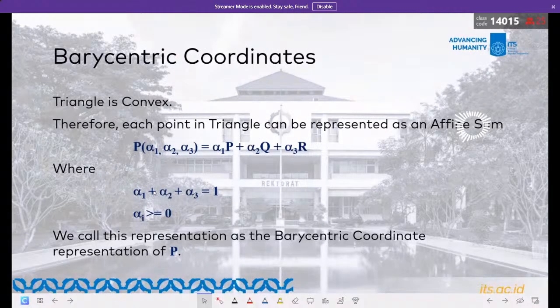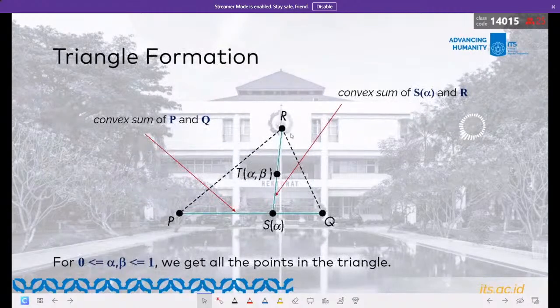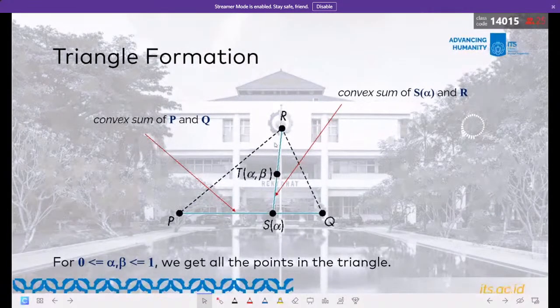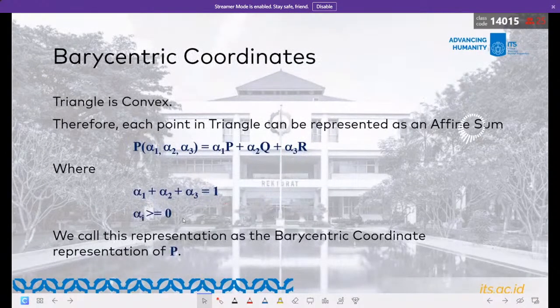Nah, kalau kita mau mendefinisikan titik yang ada di dalam segitiga ini, total alfanya, alfa 1, 2, 3, pasti sama dengan 1. Kalau dia nggak sama dengan 1, maka dia pasti di luar dari segitiga. Ini hukumnya. Terus alfa i harus lebih dari sama dengan 0, nggak boleh minus.